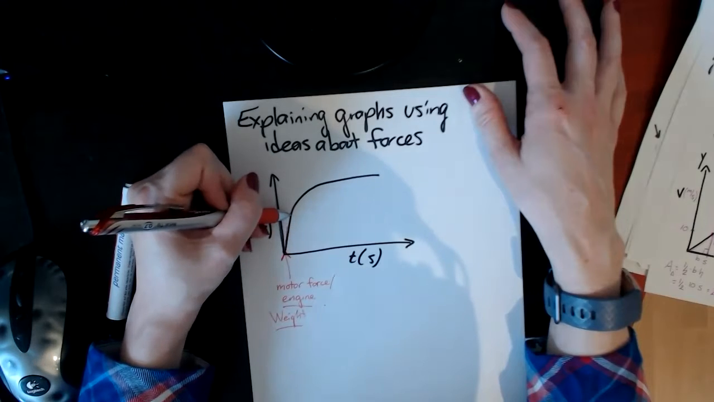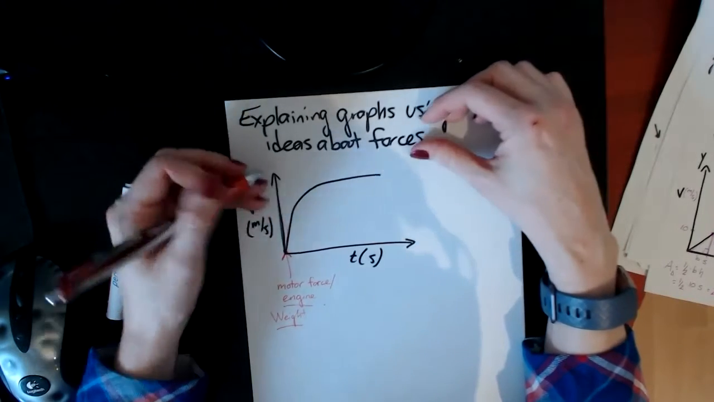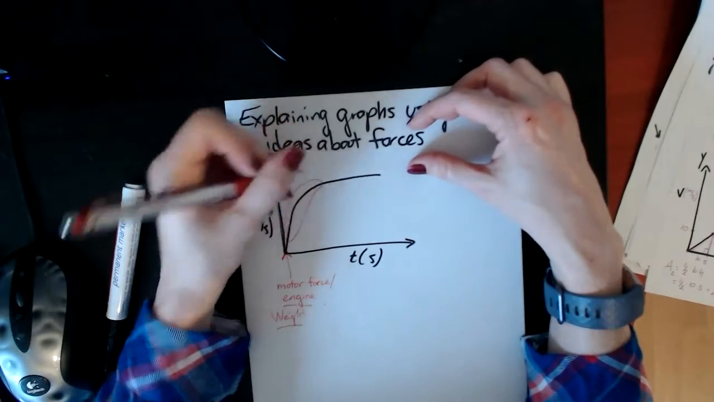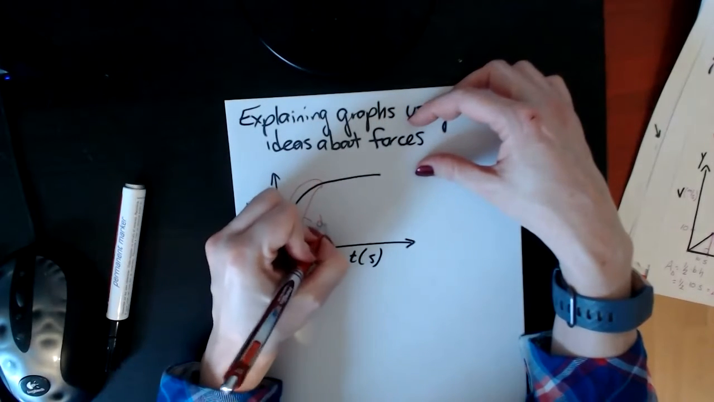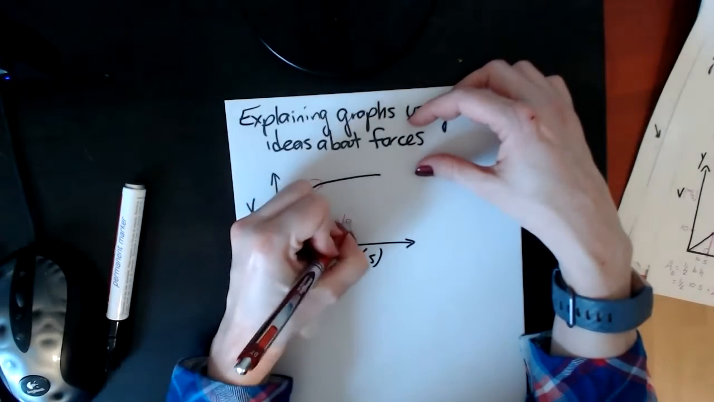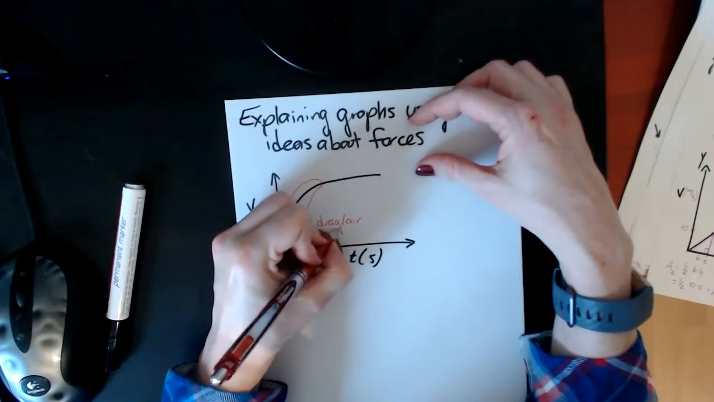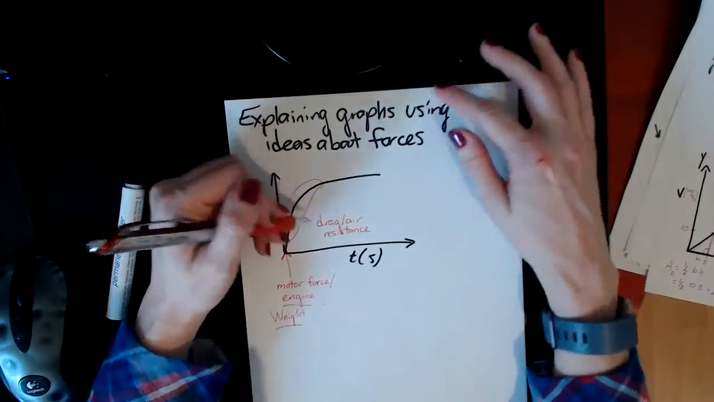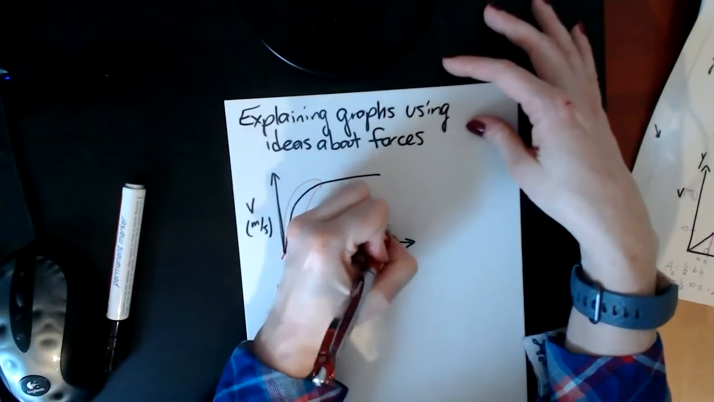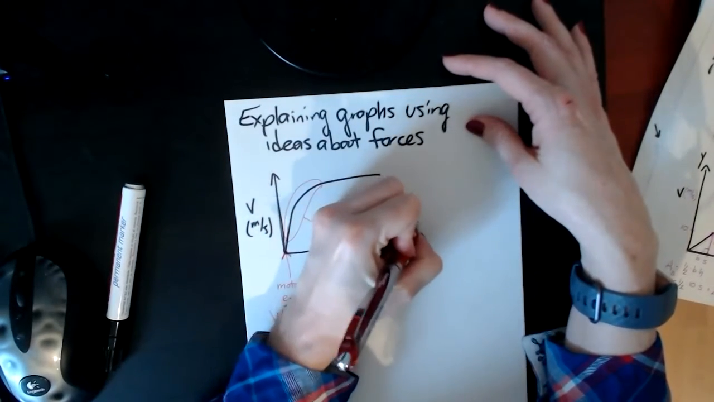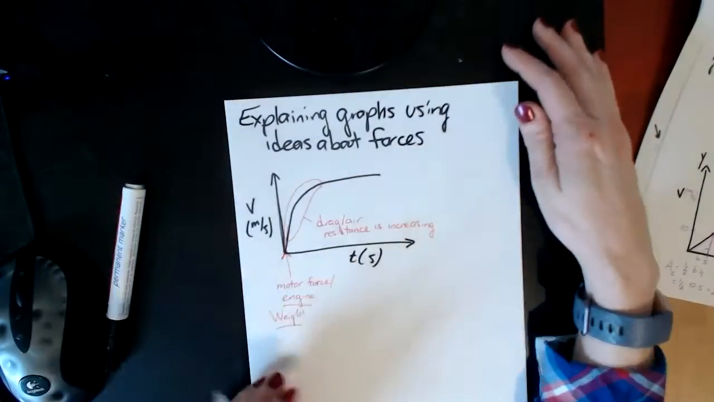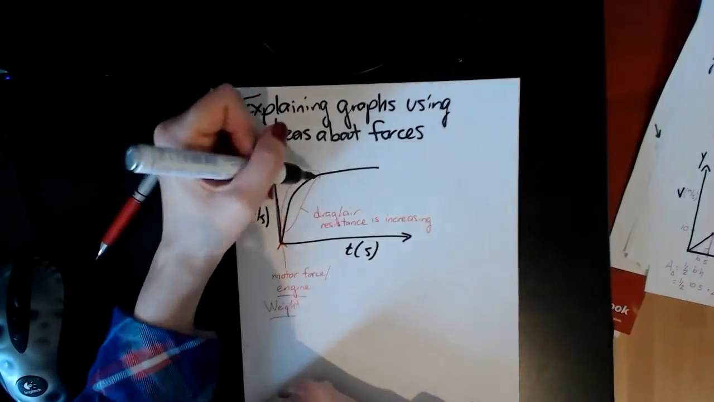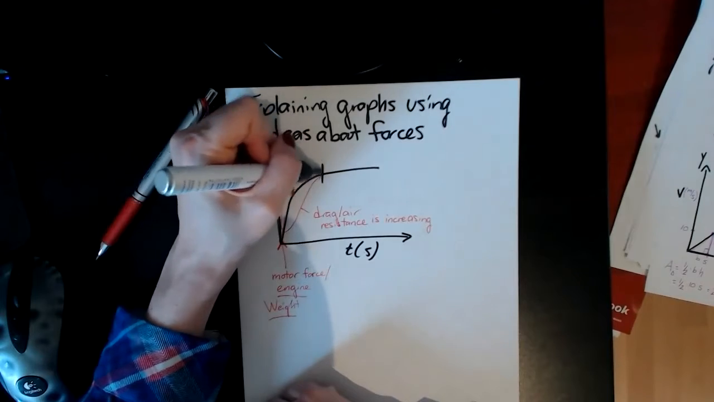And as the speed starts to increase, then there's another force that comes into play. And so in this area of the curve, this whole area of the curve, you are getting drag or air resistance, whichever you want to call it. The two terms are interchangeable. All right. So the drag or the air resistance is increasing, and it's increasing because the speed is increasing.